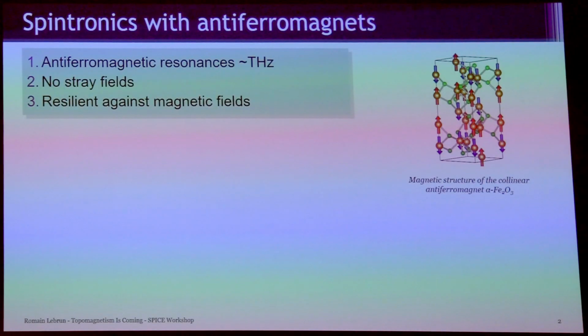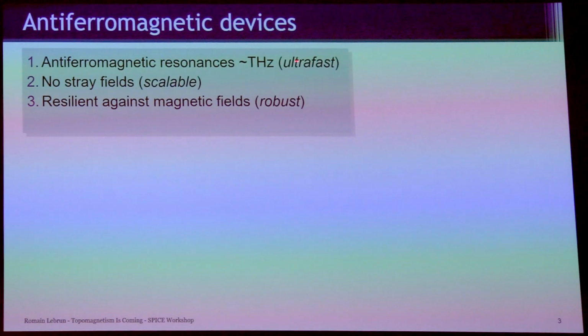In recent years, there has been a lot of interest in studying antiferromagnets for potential spintronic devices, for three main reasons. They have characteristic frequencies which are generally in the terahertz regime and not in the gigahertz regime like for ferromagnets; most of the time they do not emit any stray field; and they are quite resilient against external magnetic stray fields. This means that at the end, you could expect to develop ultra-fast, scalable, and robust devices.